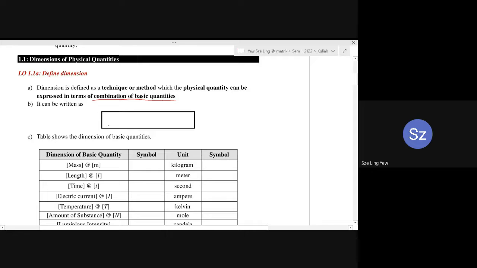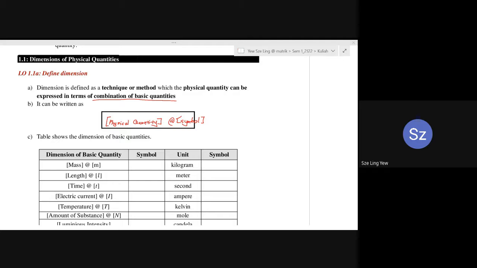You put a square bracket and then your physical quantity. You write the physical quantity name, for example, velocity, or you can write it in the form of the symbol. The symbol of dimension, not the symbol of unit. So make sure you know the difference between the symbol of dimension and the symbol of unit.